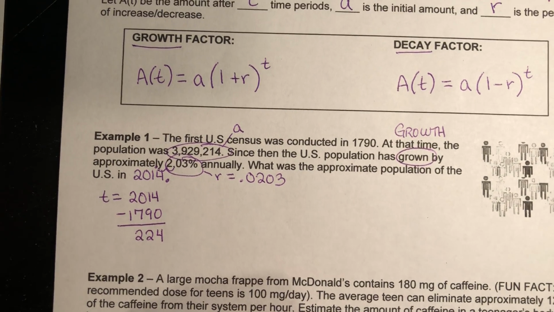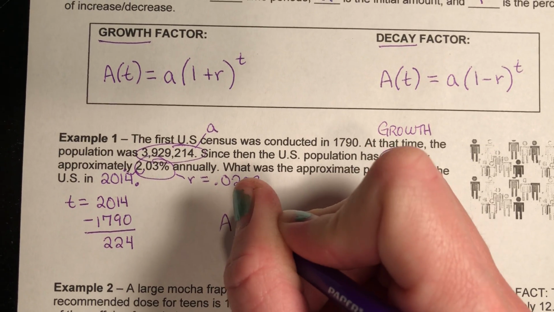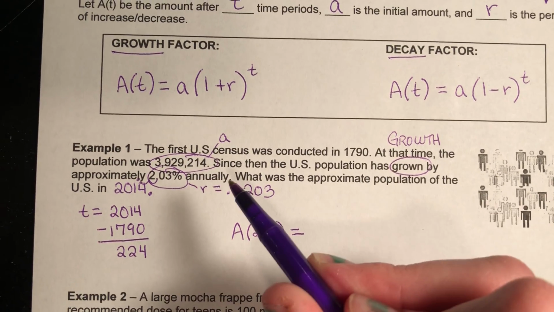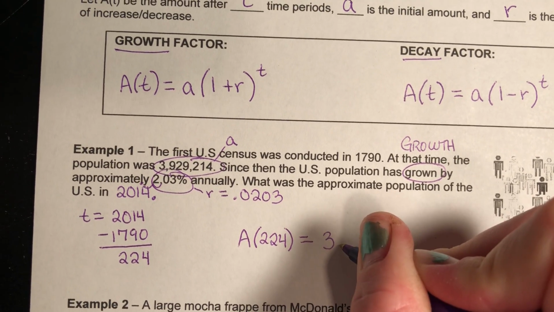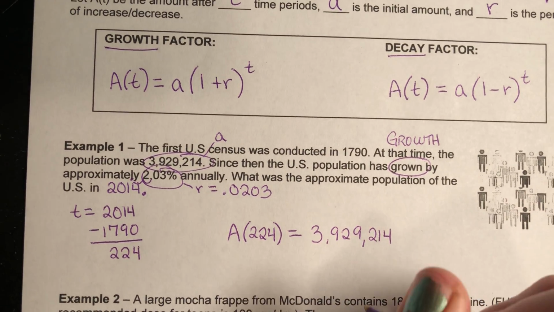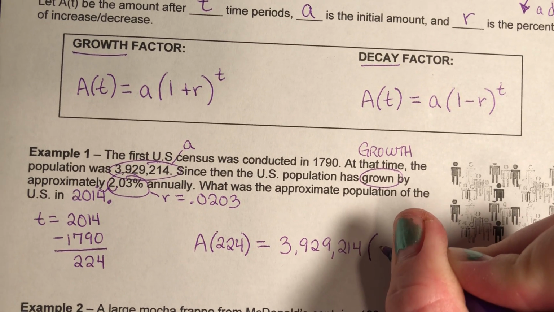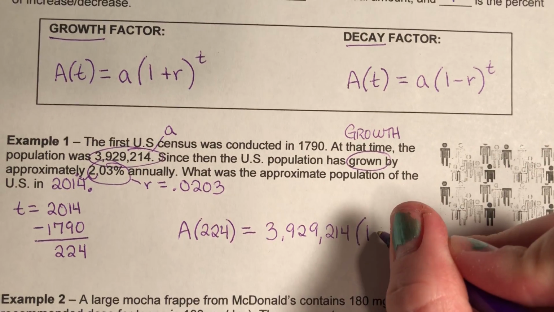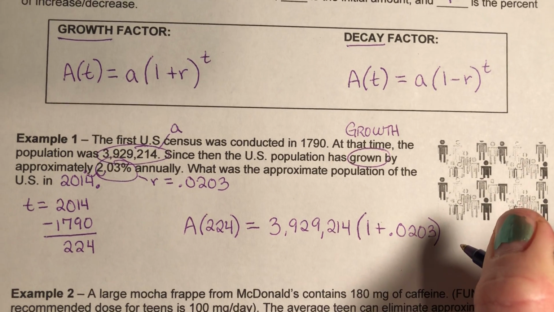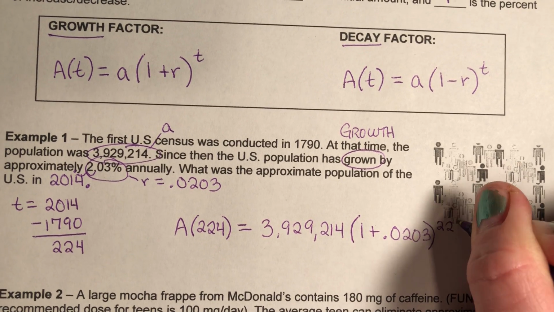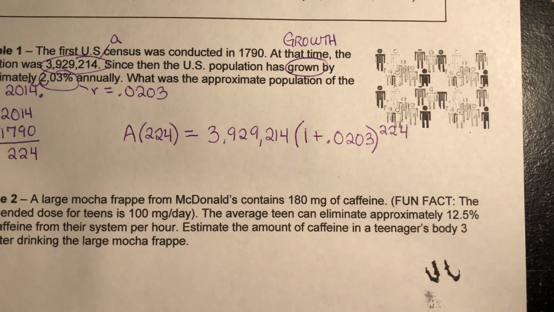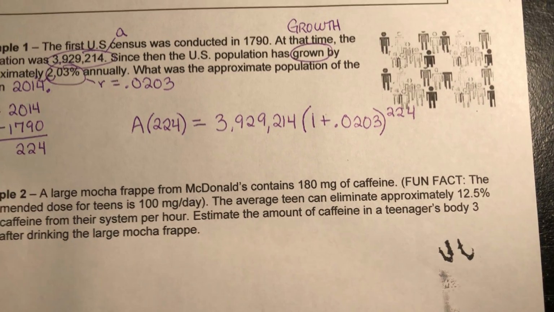This is now a plug and chug problem, as I call it. So A of 224 equals, all right, our A value is 3,929,214. And we are going to multiply that by 1, and since it's a growth factor, plus 0.0203. And that's going to be raised to the 224th power. So we're going to want to put this into our calculator. I'll show you how to do that here.